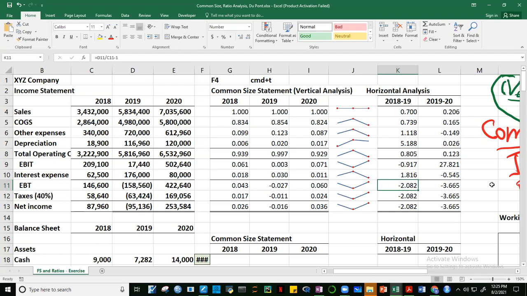May negative dyan na mali, guys. Ito ba? Nag-decrease ba, guys, yung interest expense natin? From 176, naging 80. Tama yan, no? Nag-decrease nga, kaya negative, 54.5%. Okay, saan dyan yung negative na mali?